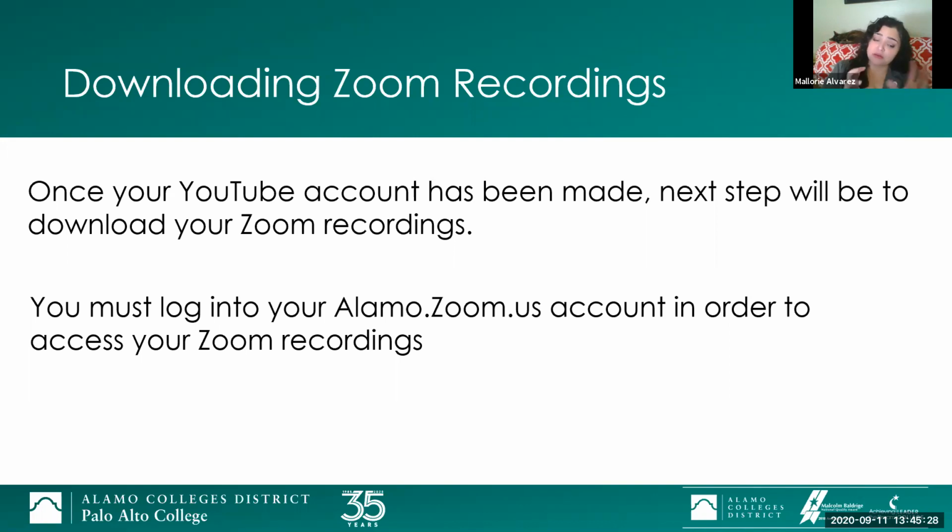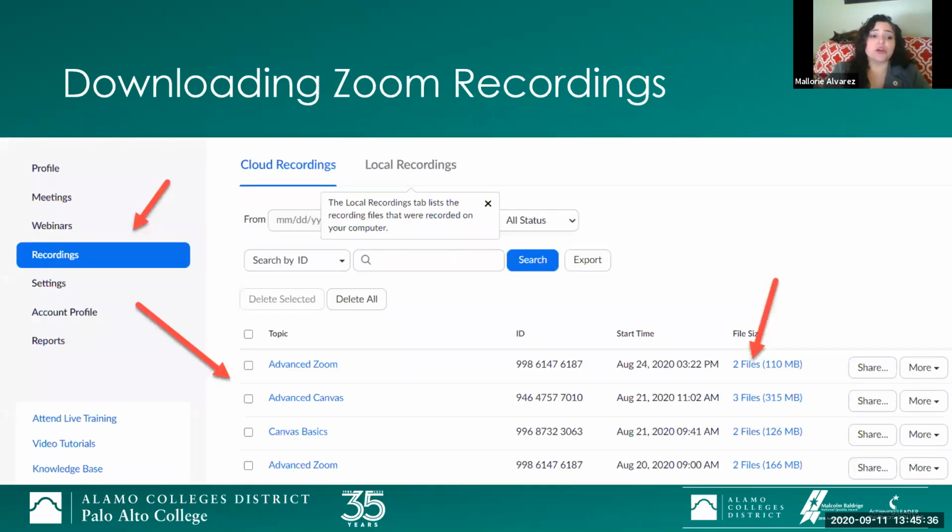And if you don't make your meetings in Canvas, you make them in Alamo Zoom, the directions are still going to be the same. So I just wanted to point that out. So right away, I typed into my Alamo Zoom and I clicked onto the recordings button. And after I click that recordings button, I now get a list of all the recordings for my different Zoom meetings. So then I'm going to make my selection and I'm going to click on the word files.